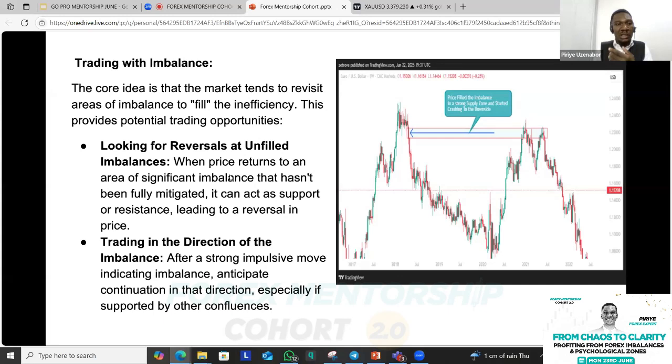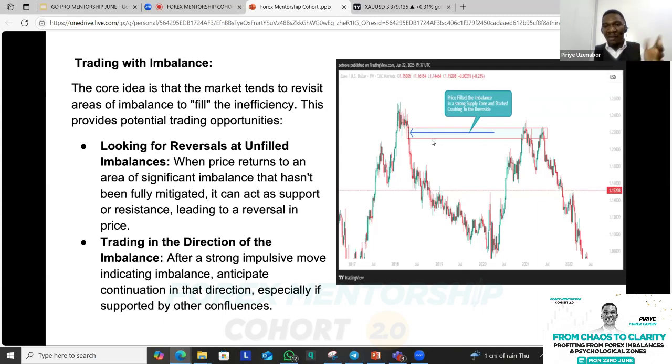So how do you spot it? Look for reversals at unfilled imbalances. You can look for reversals at those places where there is imbalance, such that when price gets to that point, price begins to reverse, and you are part of that reversal. So when price returns to an area of significant imbalance that hasn't been fully mitigated, it can act as a support or a resistance, which can lead to a complete reversal in price.